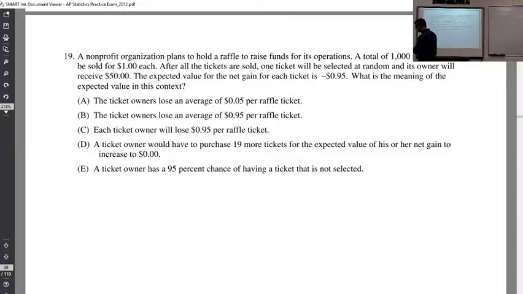What is the meaning of the expected value in context? Remember, expected value is not the value you expect every time. It is, on average, in the long run, over all these games, how much is expected. That's what expected value is measuring. And so in this case, how much on average they are expected to lose per raffle ticket, so that is B. That's our interpretation of expected value.